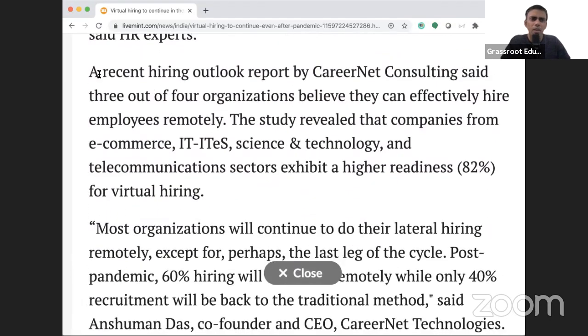Let's see. Now, a recent hiring outlook report. This report by this particular company said 3 out of 4 organizations believe they can effectively hire employees remotely. Remotely means not necessarily in the same place. Right now, this particular class is getting conducted remotely. I am sitting in Bangalore. All of you are in different cities. Where are you from?